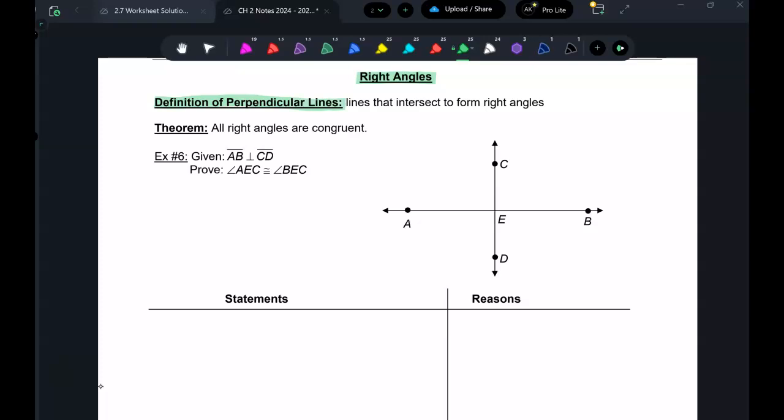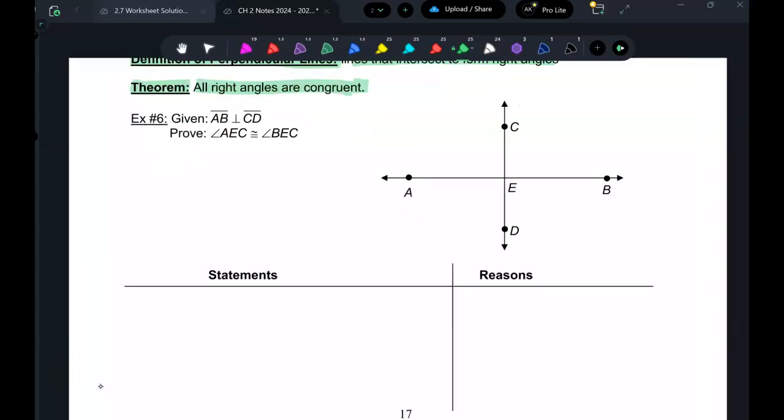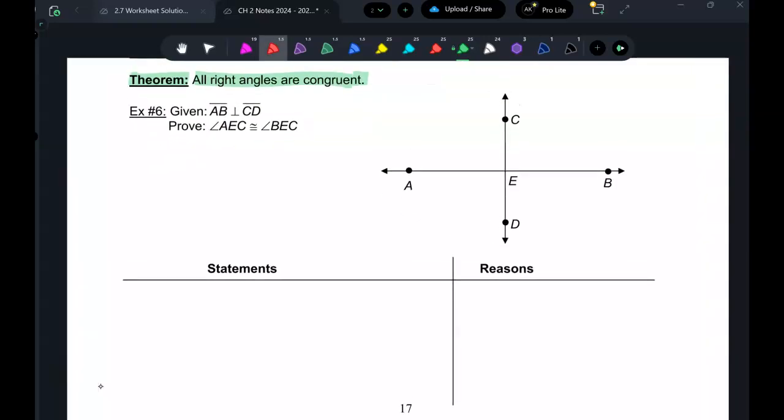Okay. Definition of perpendicular lines. Let's just review that. Those are lines that form right angles. Okay, here is my theorem: all right angles are congruent. So I'm going to now prove that. Again, some of these theorems are obvious. Of course that's true. But I want to be able to prove that.